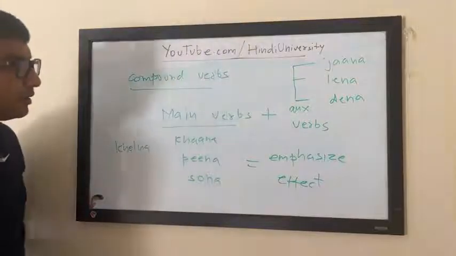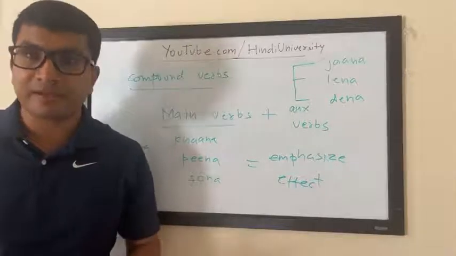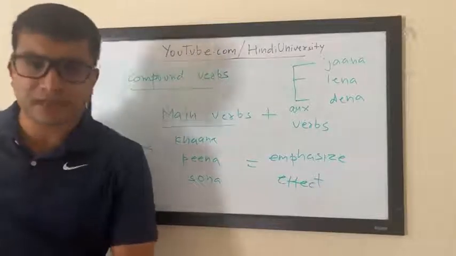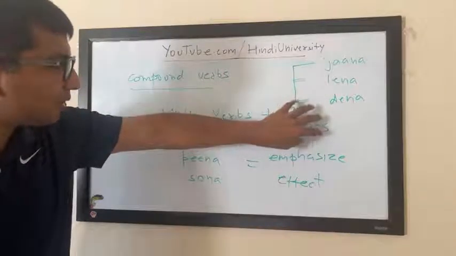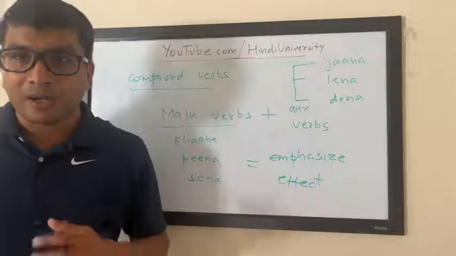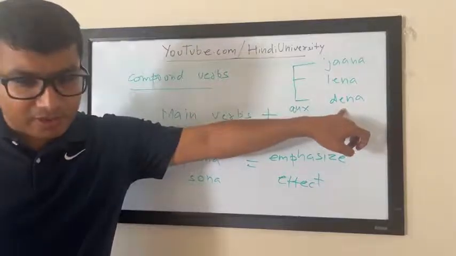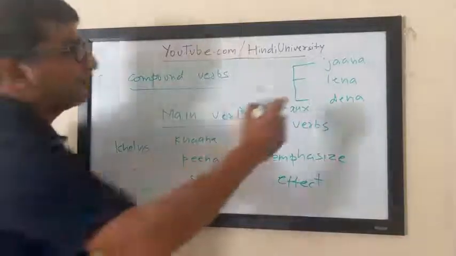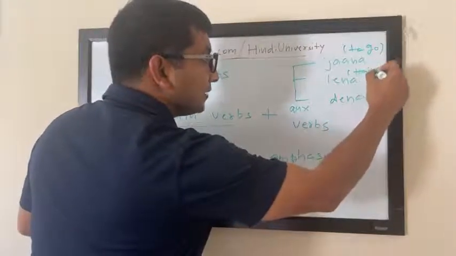Right now we'll make very, very basic sentences. I don't expect you to master it right away, but I want you to get comfortable forming these compound verbs. Forget about the sentences at all. Just try to add the auxiliary verb to the main verb, and at least practice that. Now, what are jana, lena, and dena? Jerry, I think you are raising your hand, so why don't I ask you a question and then I'll take your question. What is jana? To go, right? What is lena? To take. And what is dena? To give.